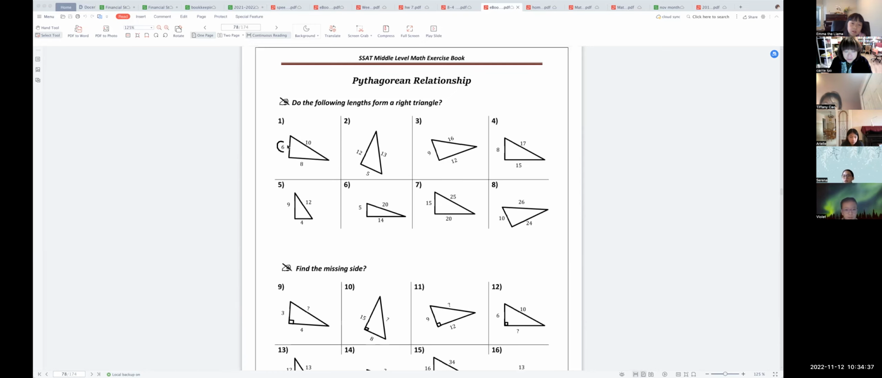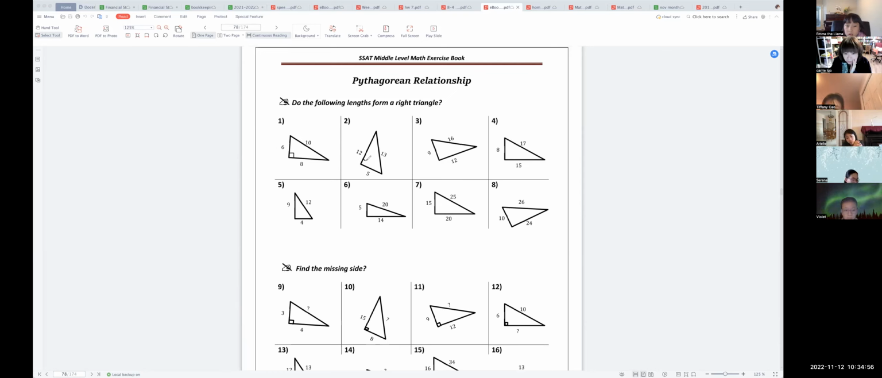We have 6 squared, 8 squared, and 10 squared. When I'm talking and when you're talking as well, I need to raise my voice and nobody can hear you, so please be quiet, okay? Let's take a look at this one.